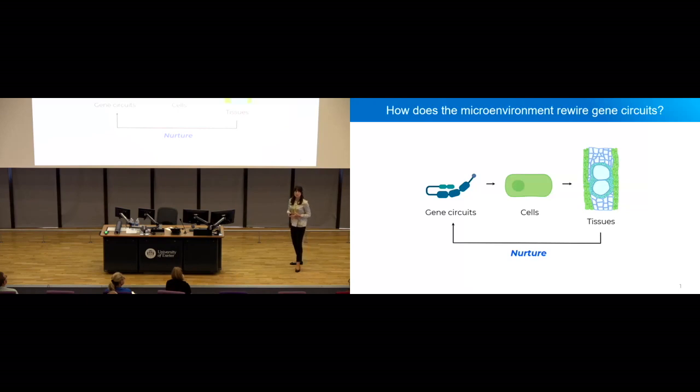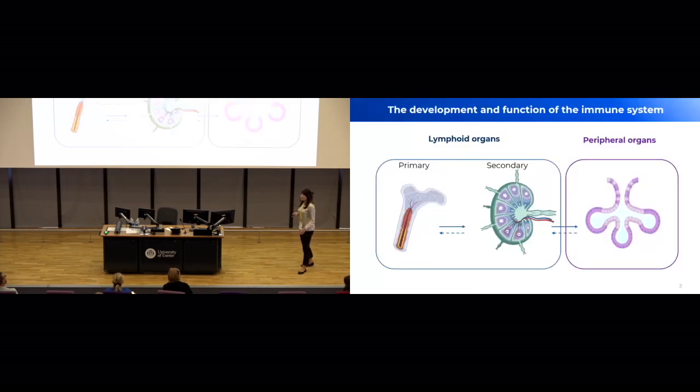So the main question that we have in the lab is how the microenvironment is rewiring these gene circuits and how this has an impact on cellular identity. Our favorite model for studying this interaction between the microenvironment and the cellular identity is the immune system. The immune cells develop in lymphoid organs, but then sit in tissues where they are influenced by their microenvironment, and that gives the final identity of this cell type.